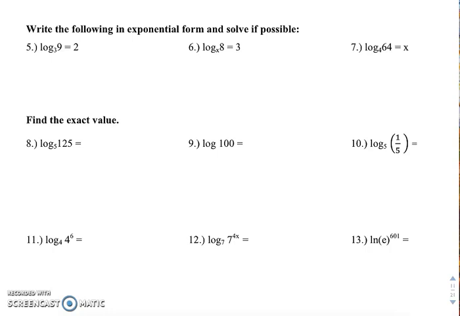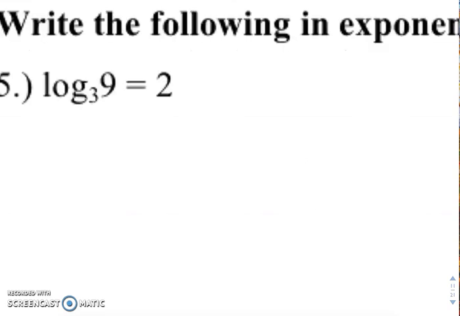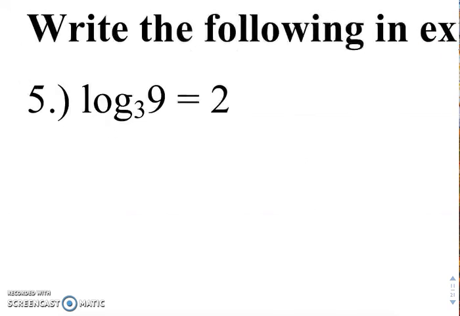So actually evaluating logarithms doesn't take very long. It only takes a couple seconds for each one, just as long as you know what's going on. In the second part, it asks us to find the exact value, but in the first part, it wants us to write the following in exponential form, like the page before, but then it wants us to solve it if possible. So for number 5, log base 3 of 9 equals 2.